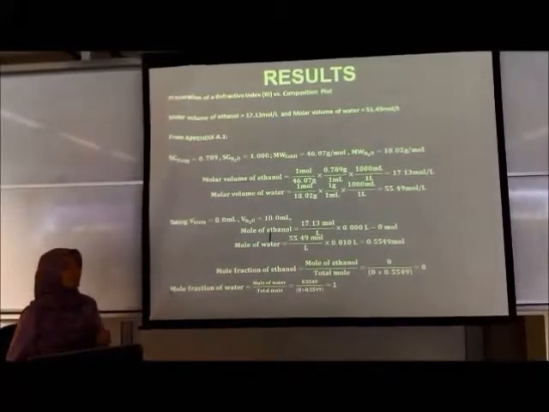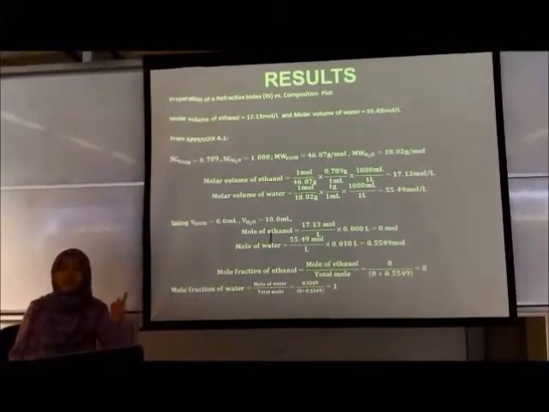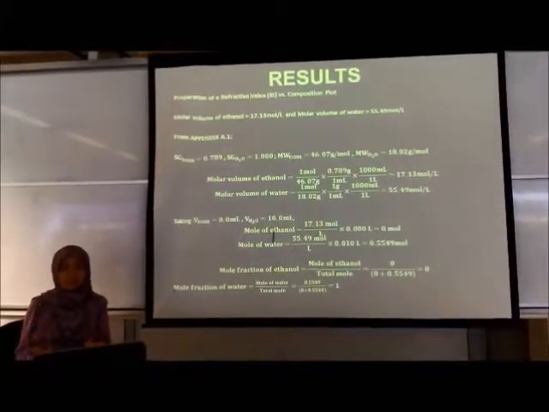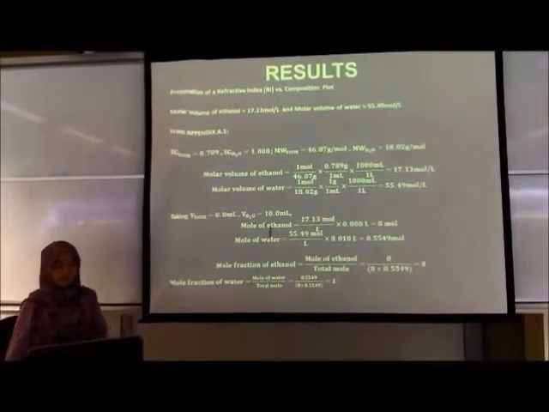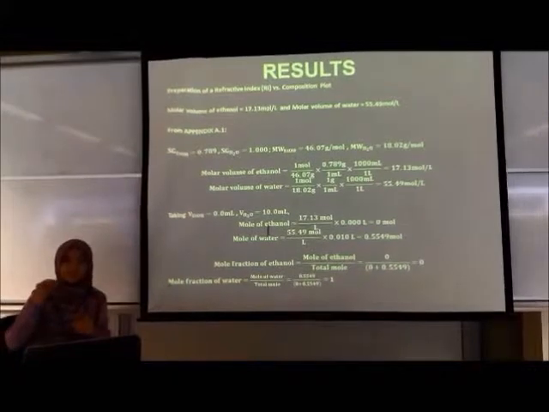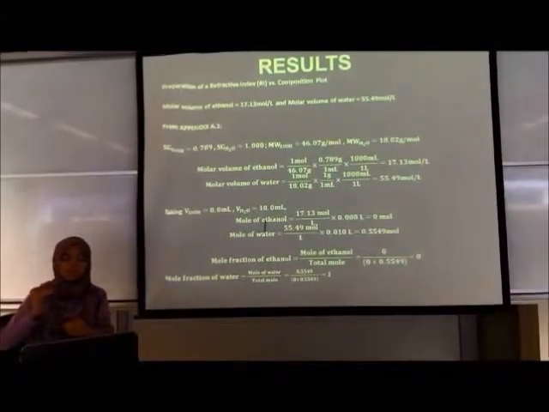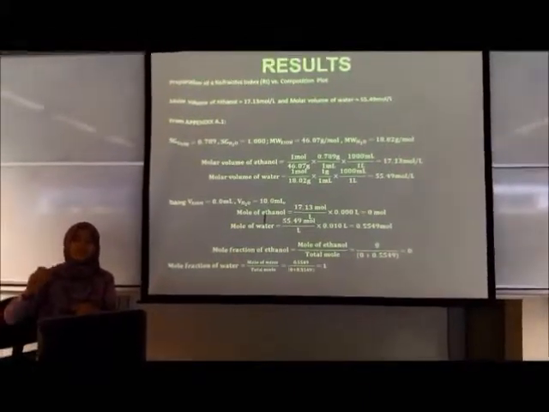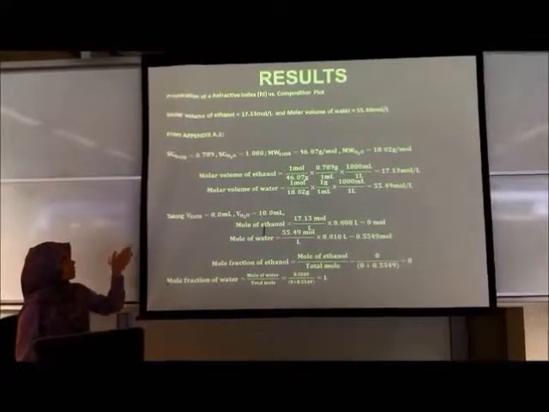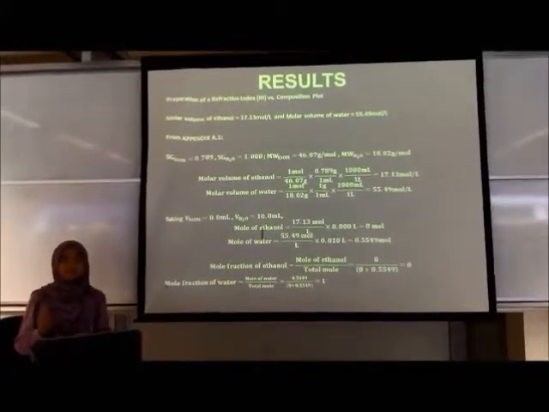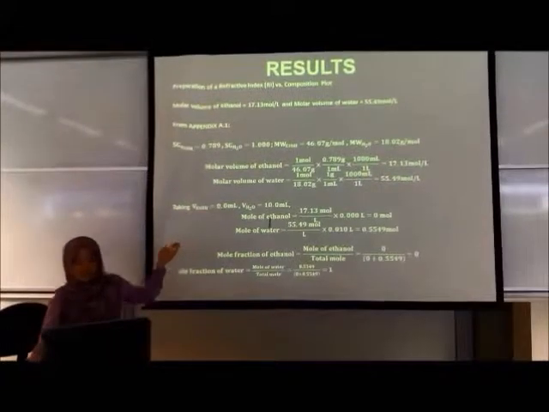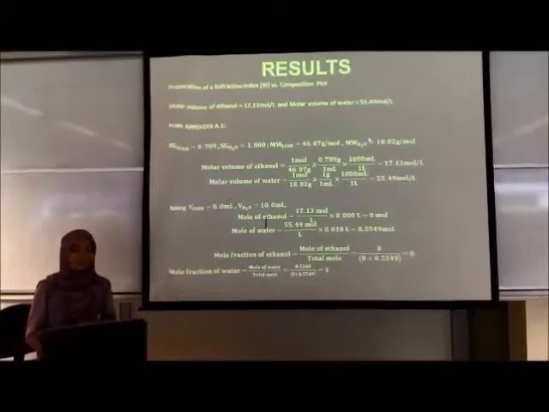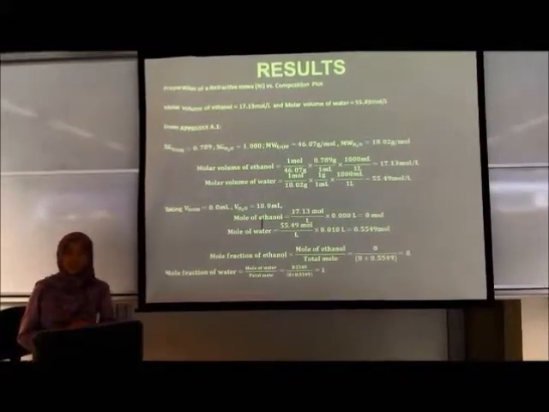From Appendix A1, we obtain the specific gravity and the molecular weight of ethanol and water. We are going to use this information to calculate the molar volume of ethanol and the molar volume of water. The formula uses the specific gravity divided by the molecular weight. Say for ethanol, we use the specific gravity of ethanol divided by the molecular weight of ethanol. But since the specific gravity of ethanol and water is per milliliter, we multiply by 1000 ml to convert to 1 liter. From that, we obtain the molar volume of ethanol and water.